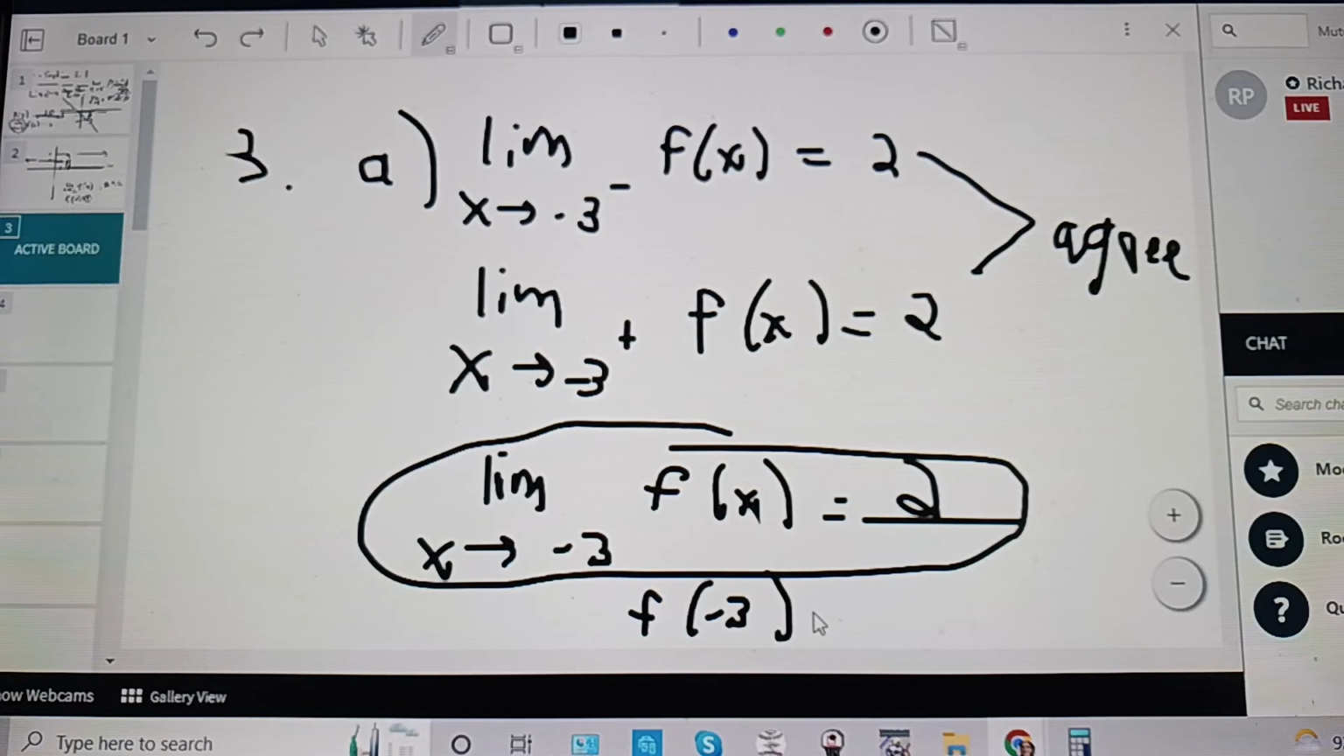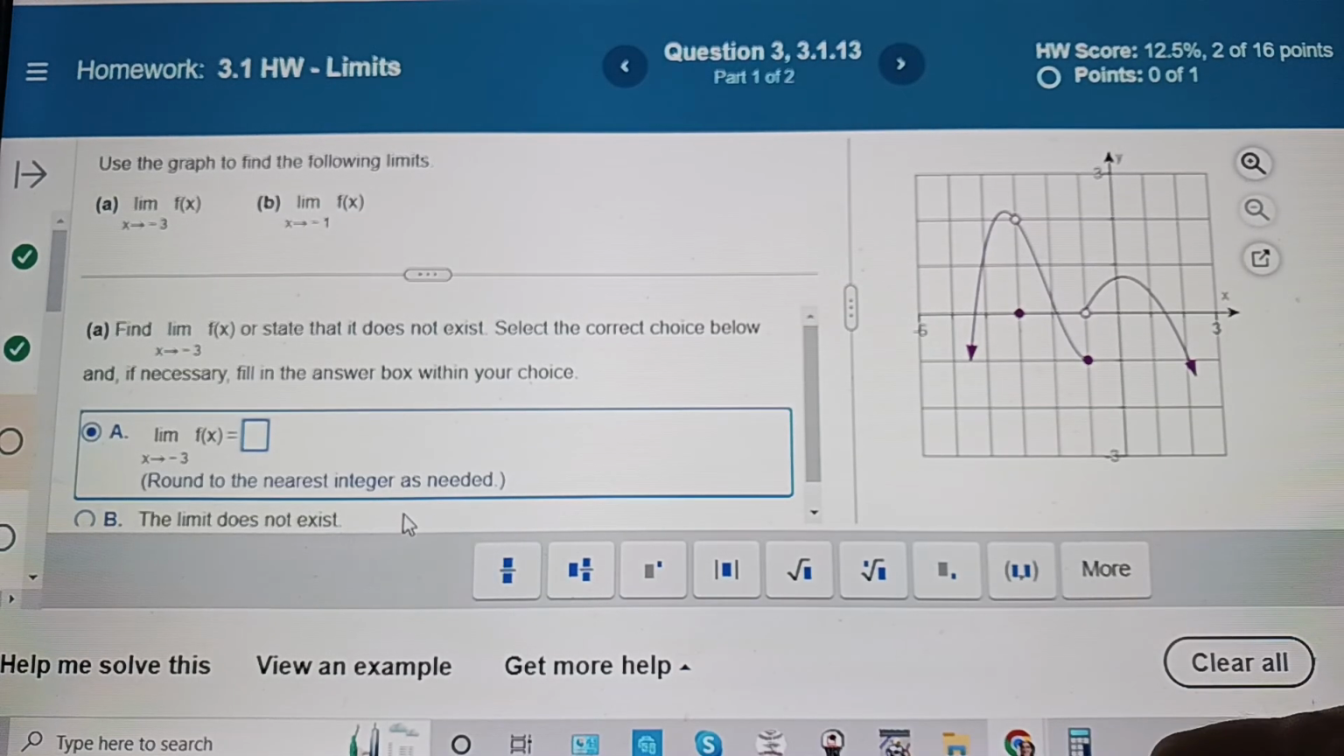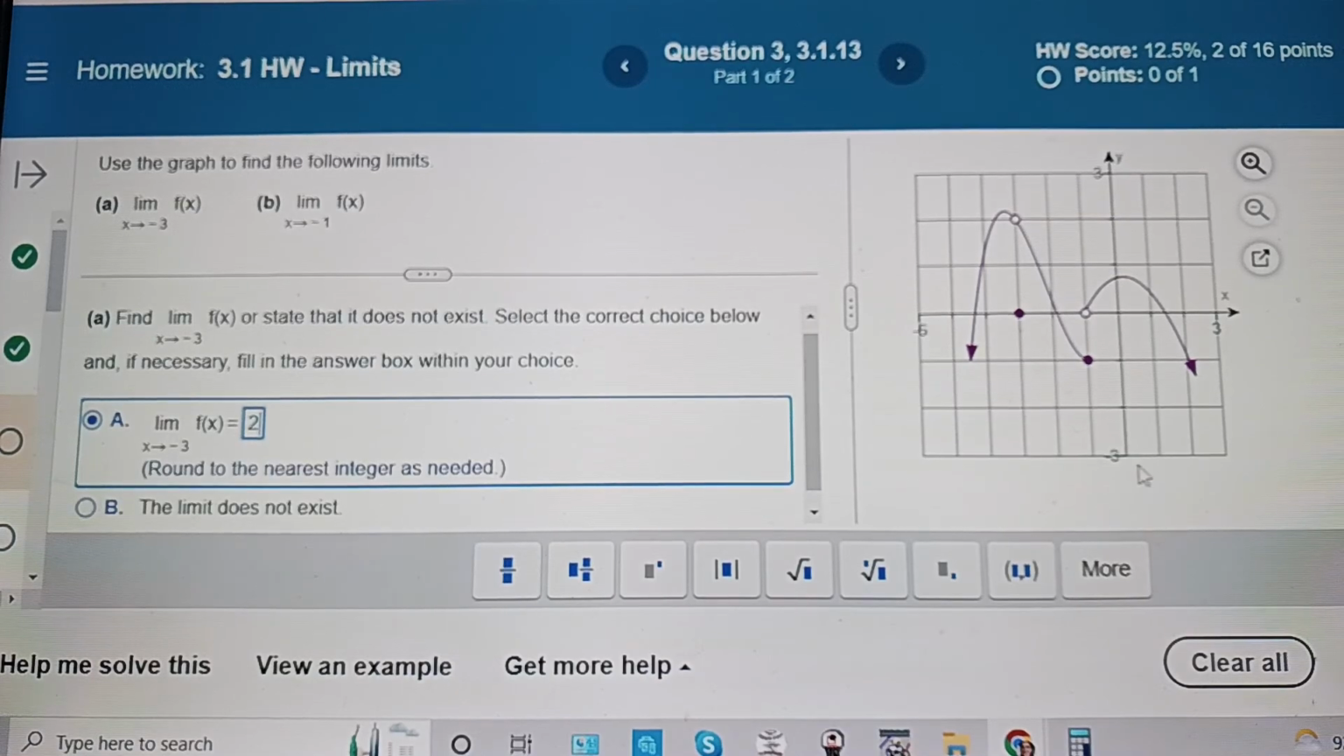And this f of -3 doesn't affect this, so you don't have to do this yet. But I'm just going to note it because we are going to do it in section 3.2. This actually equals 0, but it doesn't affect this answer here. It didn't matter if this was 0 or 2 or -2 or even undefined. This was going to still be 2 because these two agree with each other. But there is a y value of 0 exactly at -3, even though that doesn't matter here. So the limit for -3 is 2.